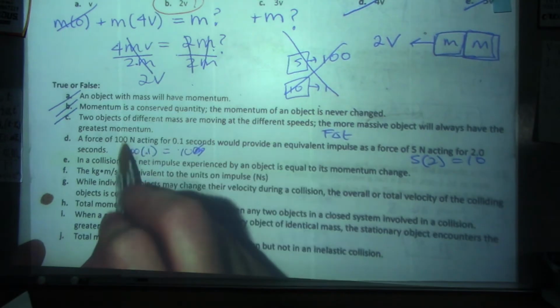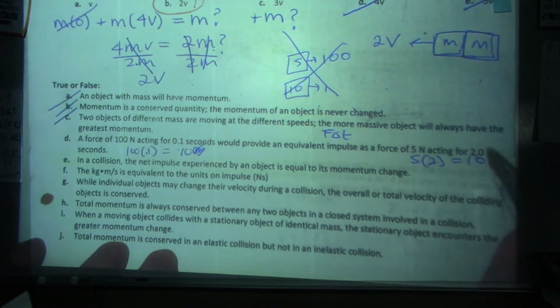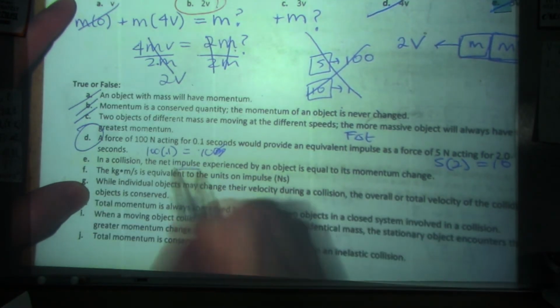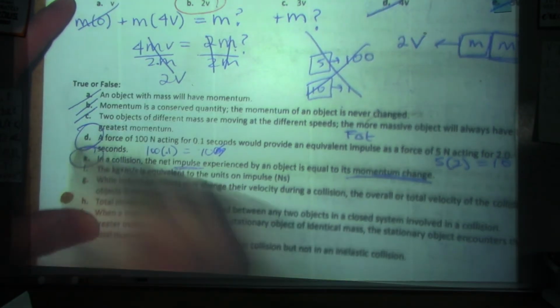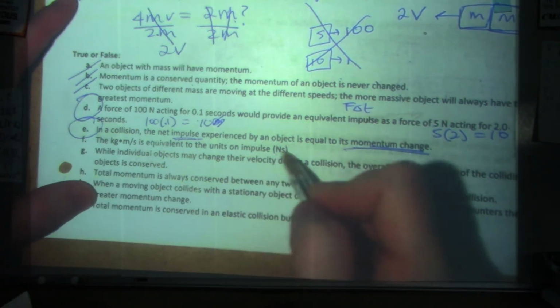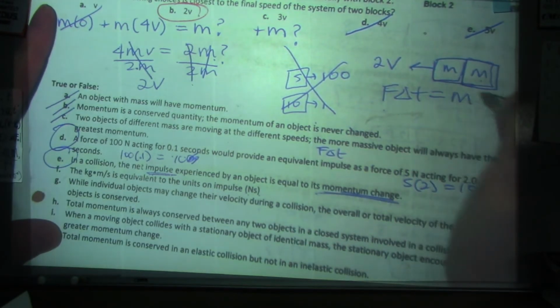So I might have a much bigger force here, but it's for a much smaller time. And here, a smaller force, but for a longer time, can provide the same impulse. So that is true. The net impulse is equal to its momentum change. Yes, impulse does equal change in momentum. Kilogram meters per second is equivalent to newton seconds. Yes, that is true, because if you look at your equation, F delta t equals m delta v.